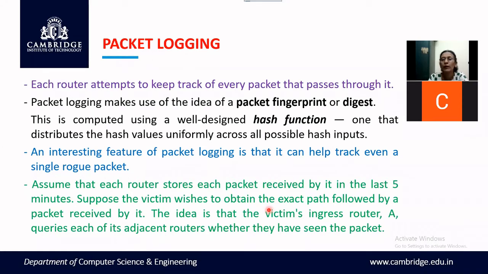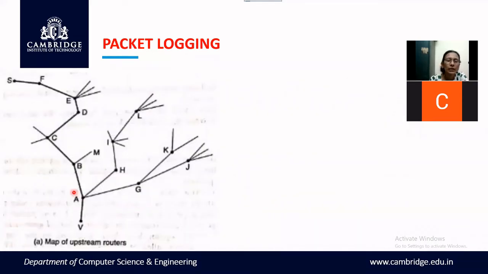The idea of packet logging is that the victim's ingress router A queries each of its adjacent routers. Say you have received a packet from A, then it will query B, H, and G whether the packet has passed through them. B will check its database, find the hash of the packet, and reply. Now B will check the routers it is in contact with, that is C and M. Now C finds it there.